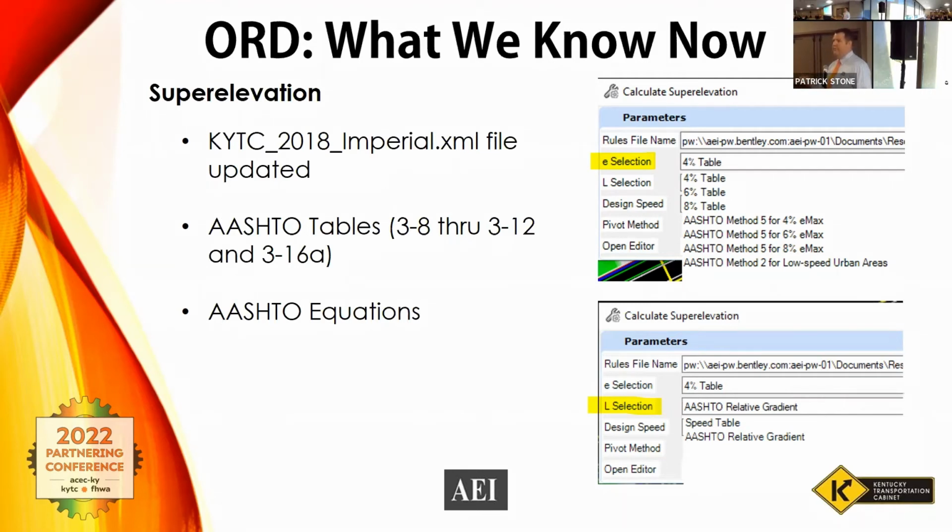The bigger issue is that you can only use that if you have 1 or 2 lanes rotated on your template. So on one side of the template, if you have a 3-lane section, there's no table entries for 1.5 lanes. If you have 3 lanes, there's no table entries for 3 lanes. So you would need to go and run that AASHTO relative gradient method.